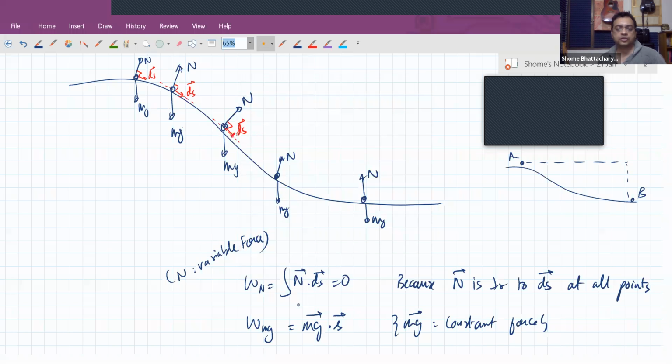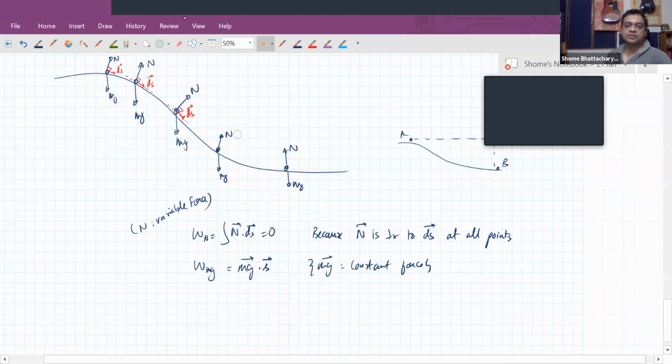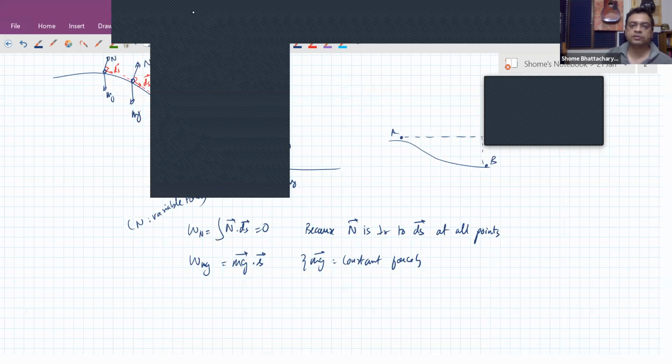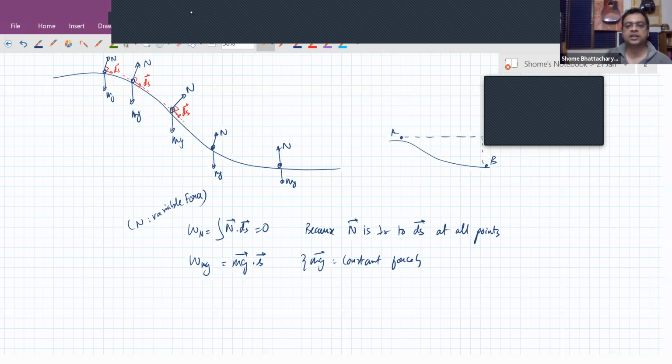Okay. So use this method. Now, once you got the work done by mg, work done by normal reaction, you can see 0. So net work done is that much only. You know, whatever you got for work done by mg in joules. So that is equal to the kinetic energy because again it's starting from rest.